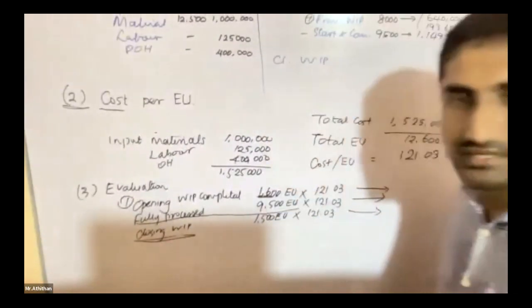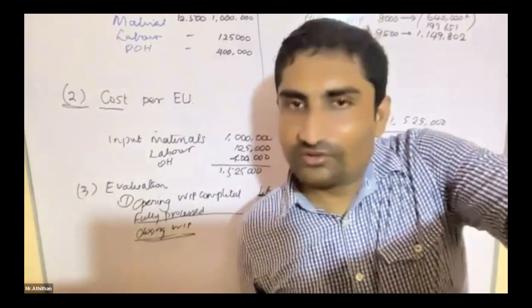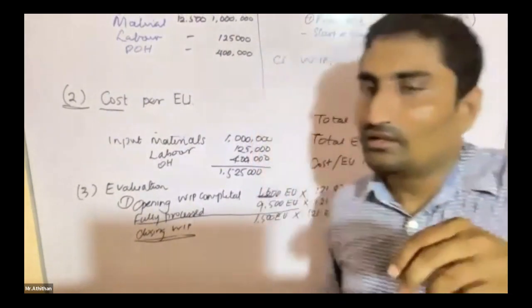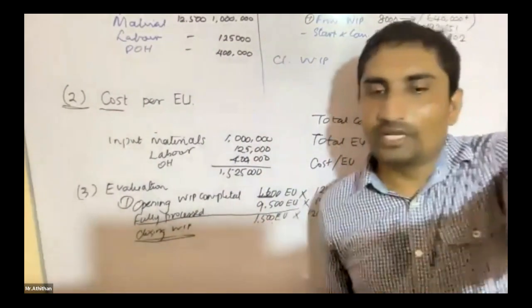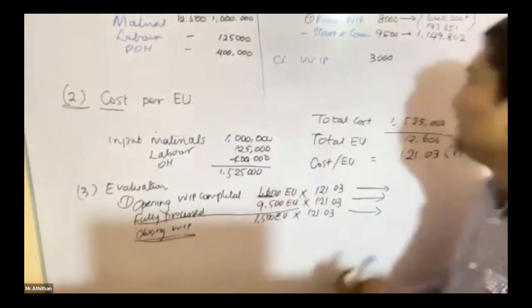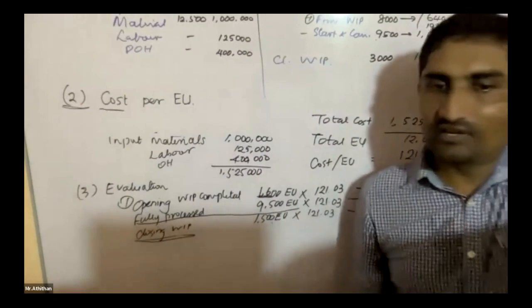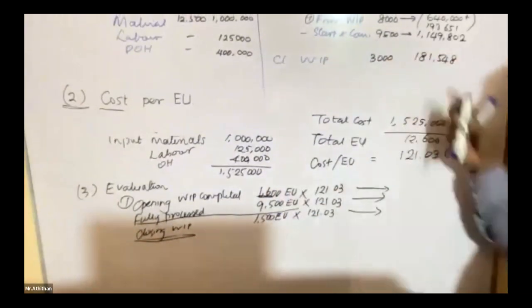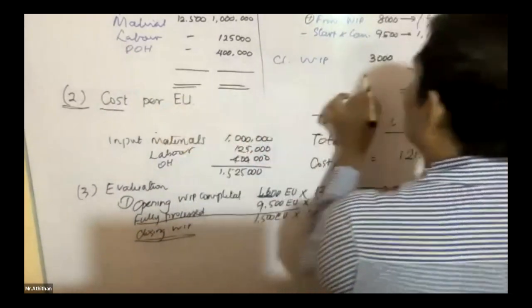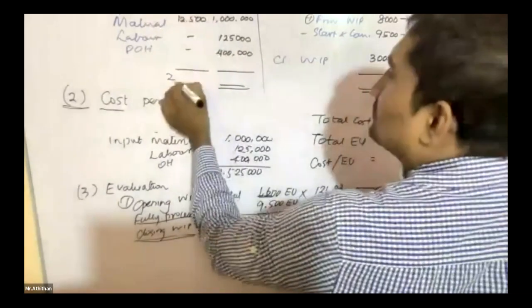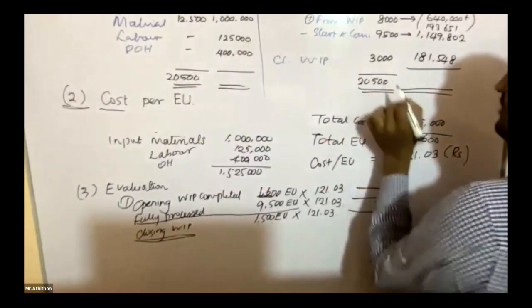Closing work in progress: 1,500 EU multiplied by 121.03. Actual unit is 3,000, but equivalent unit is 1,500. That gives 181,548. If we take the total, 20,500.